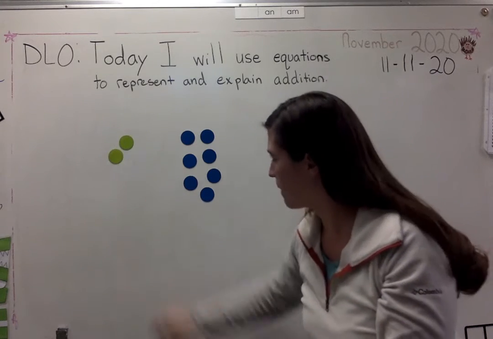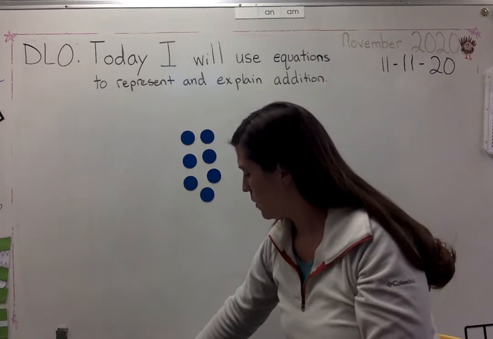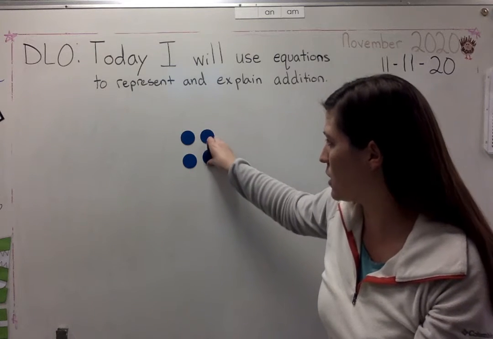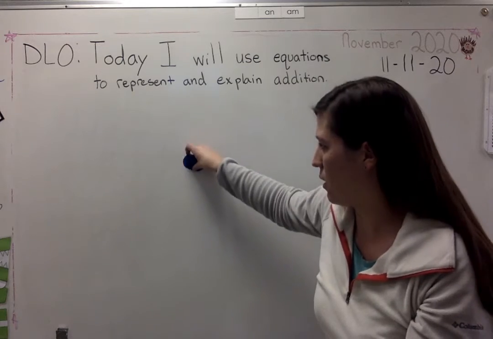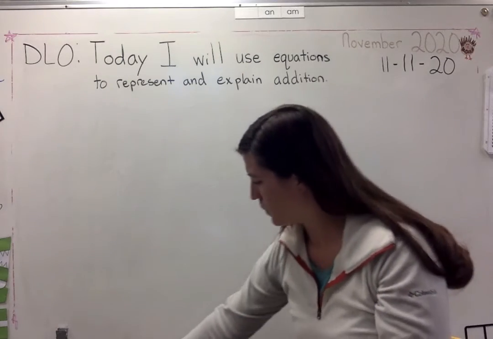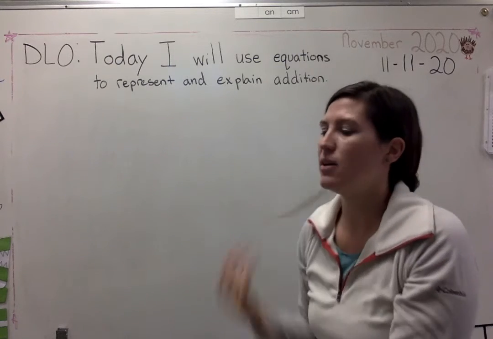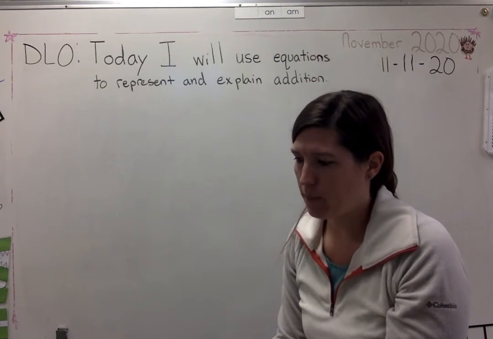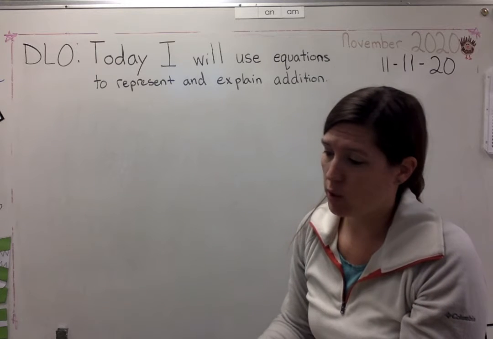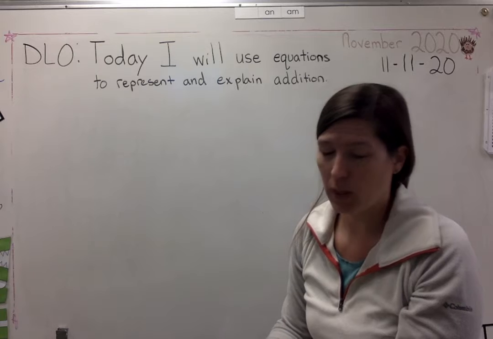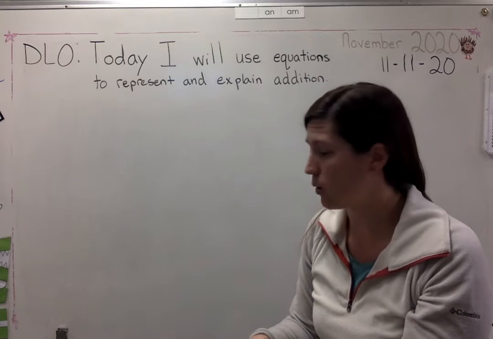Let's do another one. This time, I'm going to write my equation for what I hear first, then I will put the magnets up. So my story is, I have 6 cookies. My sister gave me 2 more cookies. How many cookies do I have all together?